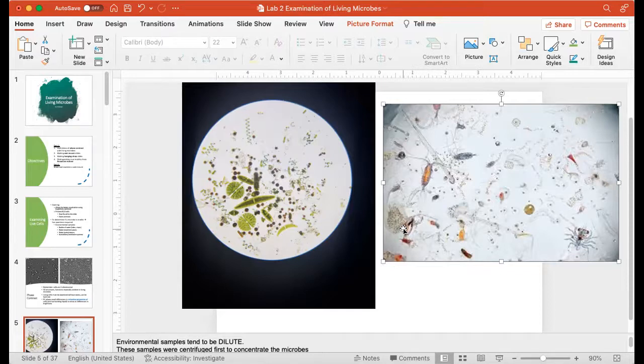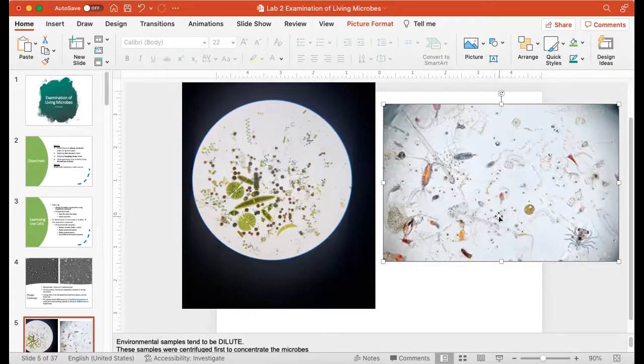Now, one of the things you notice over here on the right is that I've got all kinds of things in here, don't I? I've got literally little animals in here. I've got some very large cells. Now, this slide has been colorized. That's why you're seeing things in different colors here. This view was taken under a 40x lens.